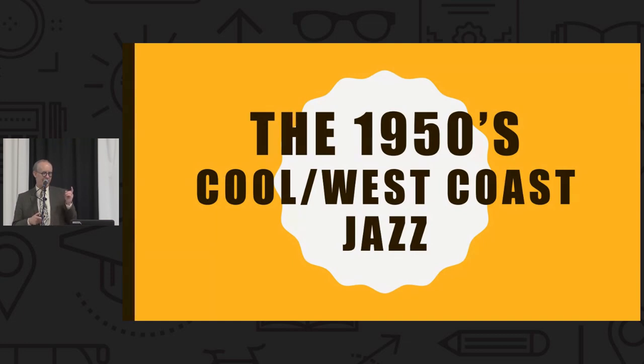Some other things that happened, we have cool jazz. It's sometimes called West Coast jazz. We'll talk about that in a moment. We have third stream jazz, which is sort of a mixture of classical music and jazz. We have hard bop, which is a lot like bebop, but it's more of an attempt to sell bebop a little more, make it a little more popular. There's something called modal jazz that we'll talk about. There's something that's called free jazz that we'll talk about a little bit. So the first thing I want to talk about is cool jazz.